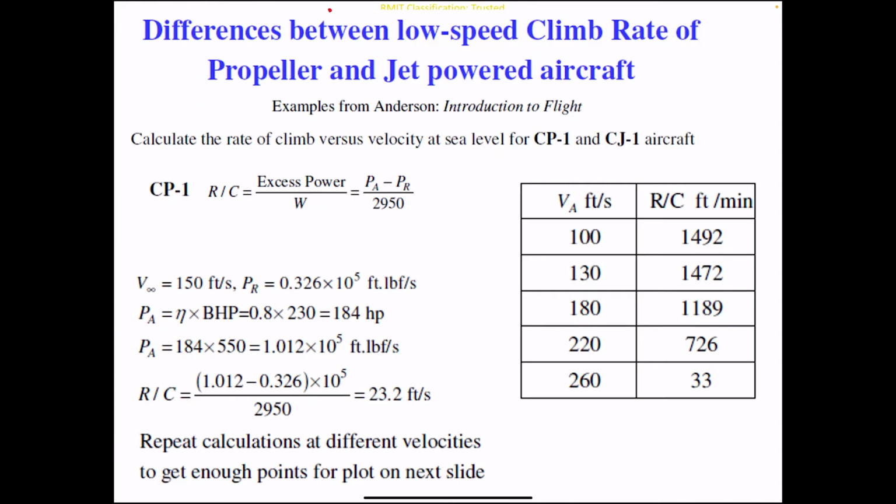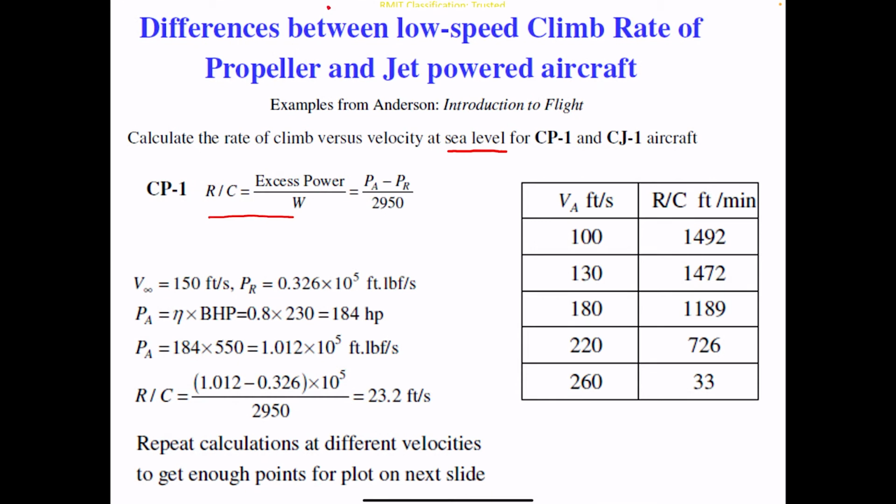So here is sample calculation. Calculation is for sea level. Here is standard equation. Excess power divided by weight will give us rate of climb. Excess power is power available minus power required. Now we have to calculate power required for this particular velocity. We've done it many times before.